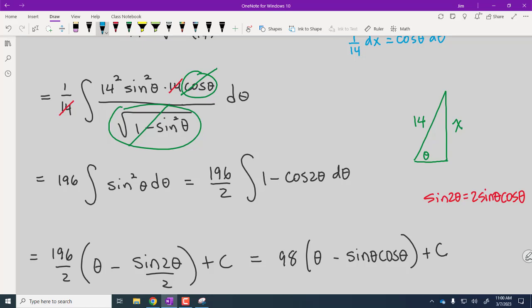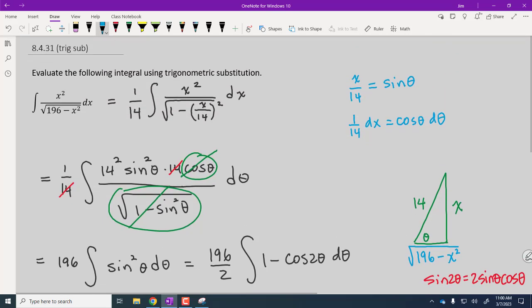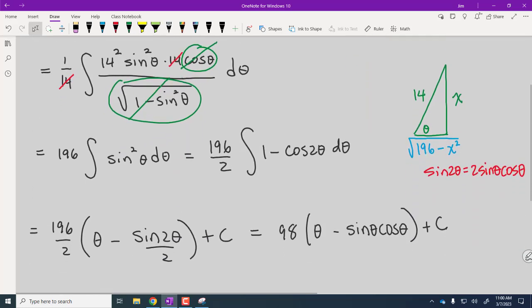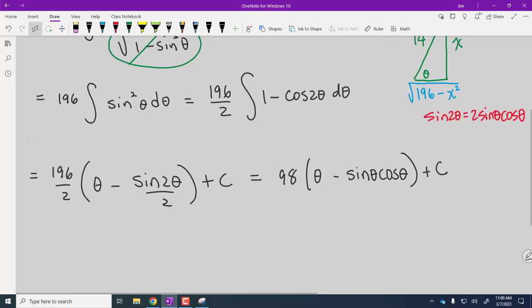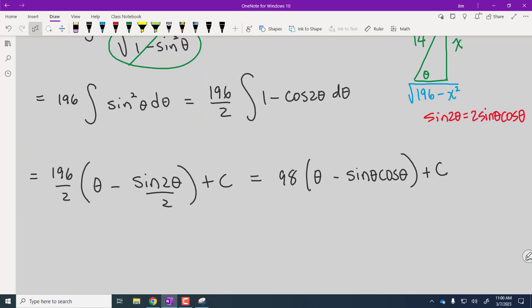Then we have to figure out this side right here. That will be done with the Pythagorean theorem. Hypotenuse squared, which is 196, minus the other side squared, which is x squared. And that should match pretty darn close to something that was in the original. Make sure it does. And now we're good to substitute.